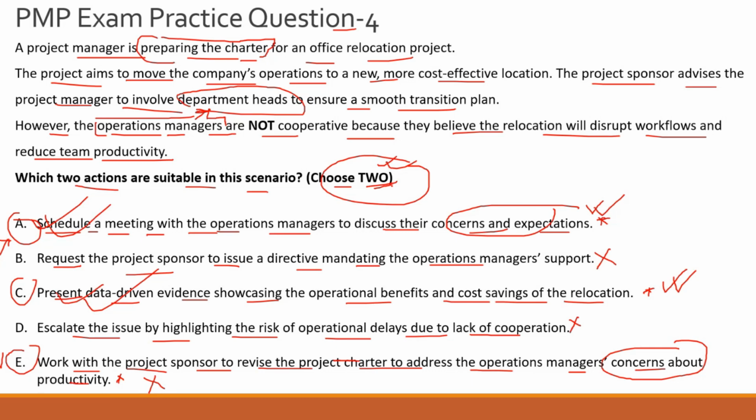Option E is a very close answer choice, guys, but it is incorrect, and that is the reason: it is after you do the meeting, after you present a data driven analysis of what you are suggesting and why you are suggesting it, and if it is necessary, you go and revise or update the project charter. You do not update a project charter right off the bat because someone has expressed a concern. So the correct answer to this question is option A and option C.